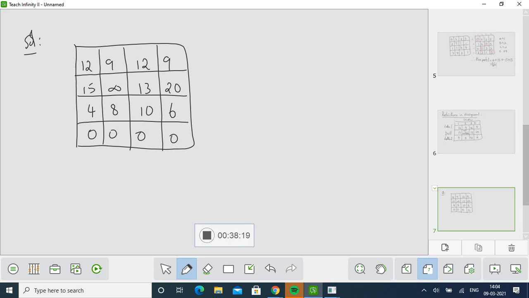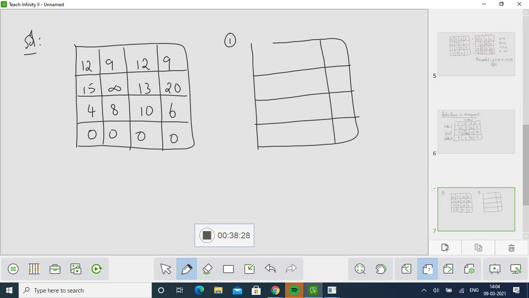So from every row, we take the smallest element and subtract it from all other elements in that particular row. There is no point in doing it for the column because the last row is all zeros. The smallest element in the first row is 9, so you will have 3, 0, 3, 0. Second row, 2, infinity, 0, 7. Third row, 0, 4, 6, 2. Last row, values are all zeros.